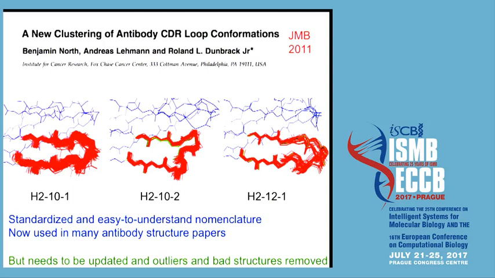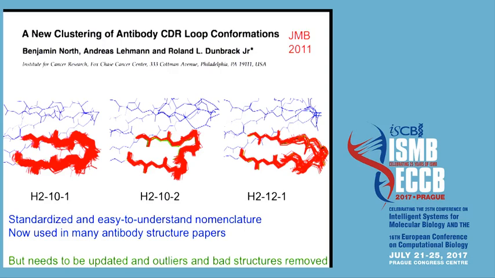So H2 is the CDR2 of the heavy chain, length 10. The biggest cluster is H2-10-1. The second biggest one is H2-10-2, and H2-12-1 for length 12. And this nomenclature is now being used, I think, by a lot of groups. When you see an antibody structure paper, sometimes they're using our clustering.